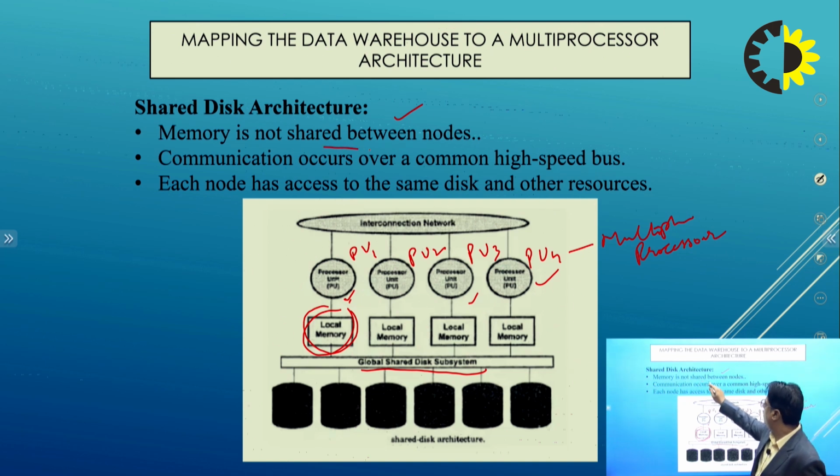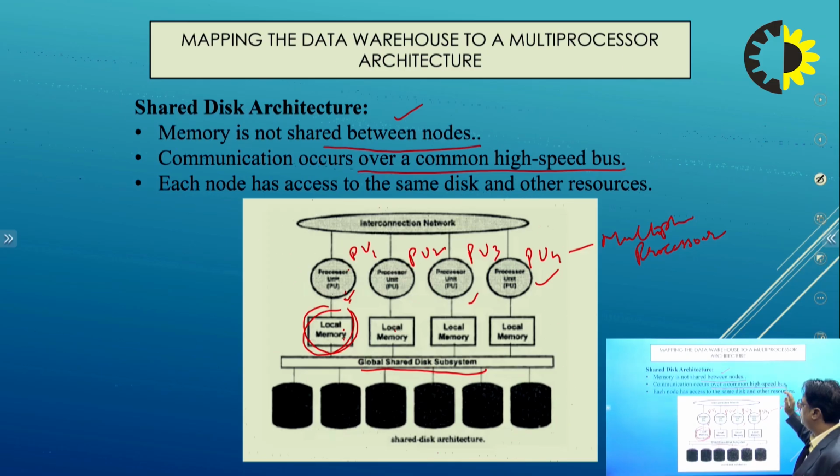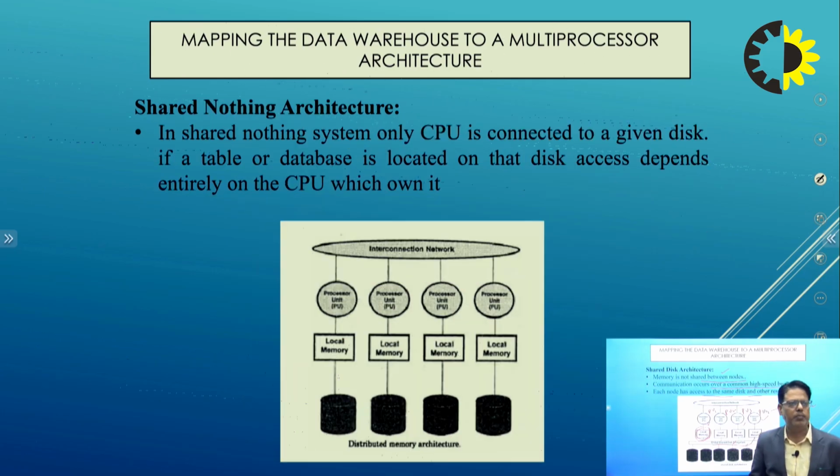Memory is not shared between nodes. Each node has an individual memory. Second, communication occurs over a high speed bus. This is the high speed bus, and communication is basically done through it. And each node has access to the same disk and other resources. All the disks are connected with all the processors using the shareable disk bus system.